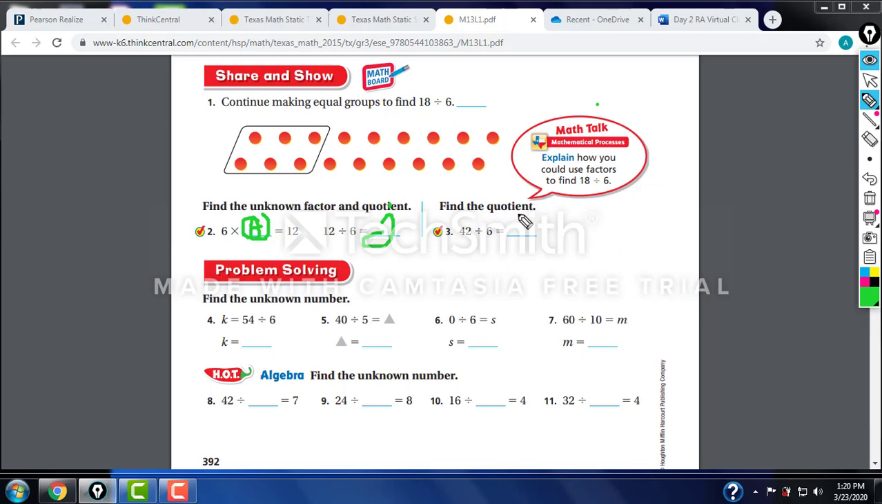Very good. Now we're finding the quotient again, 42 divided by 6. So we know 6 times what equals 42. 6 times 8 equals 42. Very good. I'm sorry, 6 times 7 equals 42. I'm getting ahead of myself here. Let's go on to the problem solving section and see how we did here.